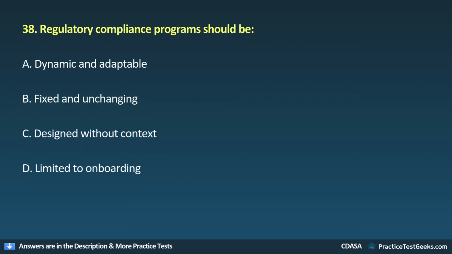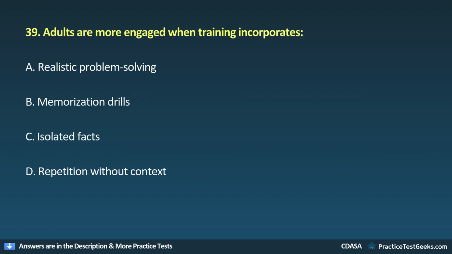38. Regulatory compliance programs should be: A. Dynamic and adaptable. B. Fixed and unchanging. C. Designed without context. D. Limited to onboarding.